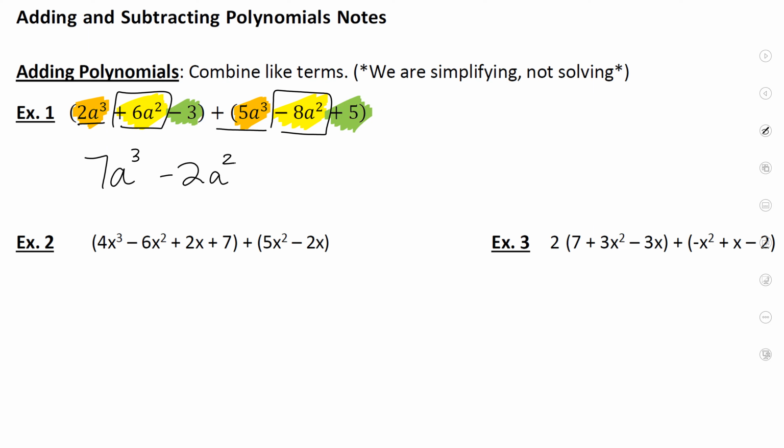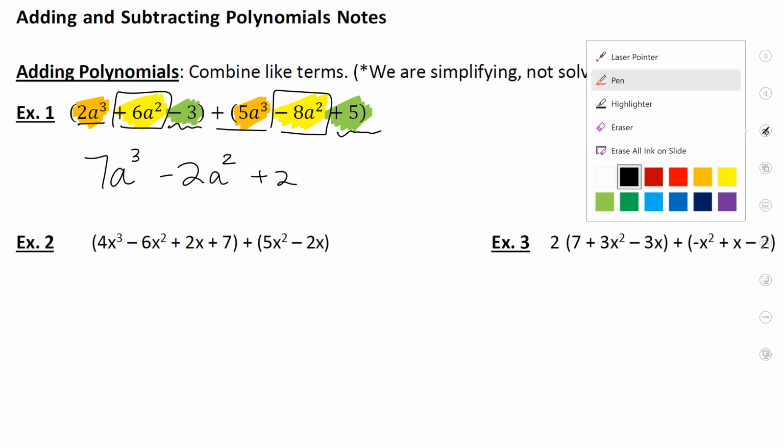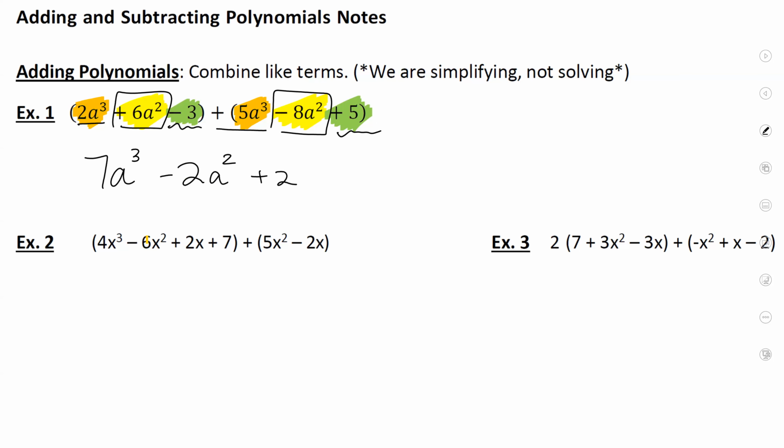Finally, let's do the numbers. This is -3 plus 5. That's just 2. So that is the answer to example 1. Okay, I'm going to highlight the like terms again for example 2. We have a squared term and another squared term here. We're going to combine those together. And we also have 2x and a -2x. And those are the only like terms, okay?